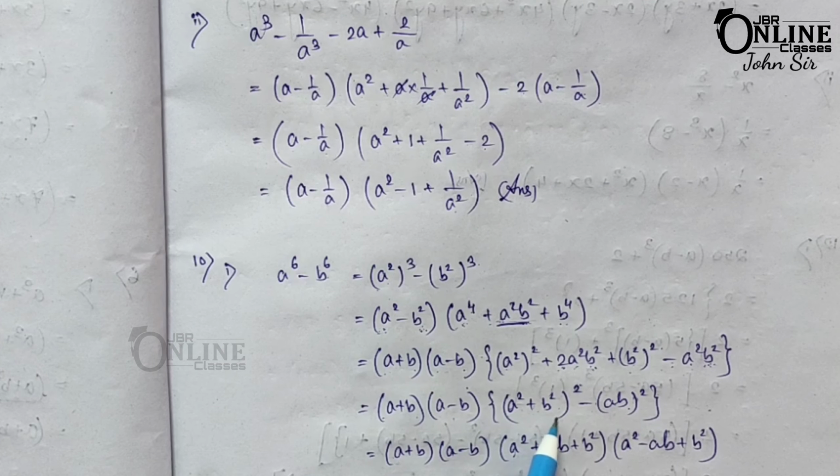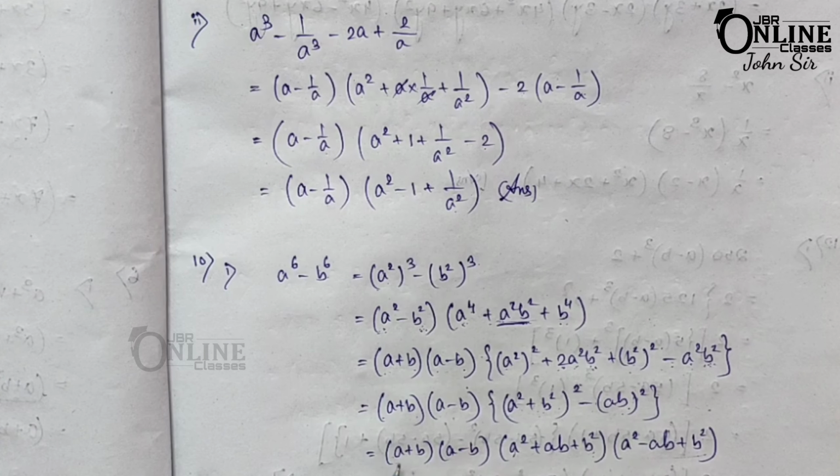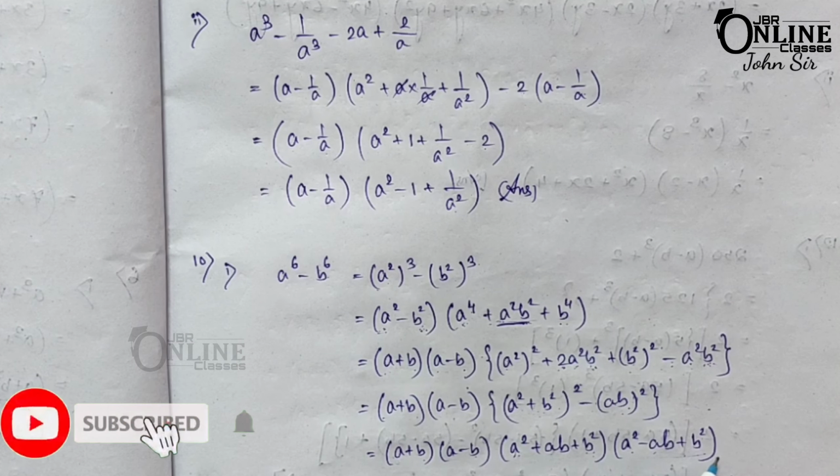So that means here you can again apply the formula a square minus b square, and the formula will be a plus b, a minus b. A plus b means a square plus b square plus ab, write down here, a square plus b square minus ab here. So the full answer will be a plus b, a minus b, a square plus ab plus b square, a square minus ab plus b square.